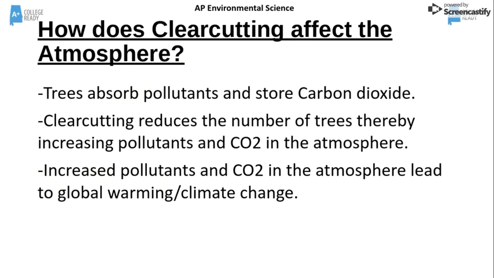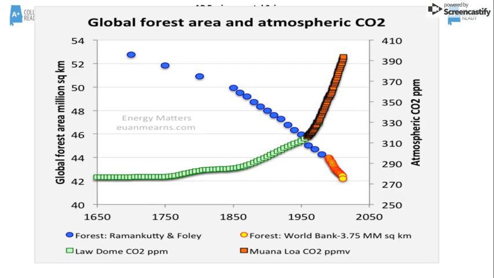Clearcutting affects the atmosphere in several ways. Trees absorb pollutants and store carbon dioxide. So clearcutting reduces the number of trees, thereby increasing pollutants and CO2 in the atmosphere. Increased pollutants and CO2 in the atmosphere lead to global warming and climate change. This graph shows the relationship between forested areas and atmospheric CO2. As forested areas decrease, atmospheric CO2 levels increase.